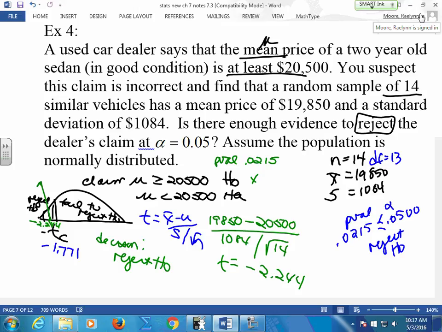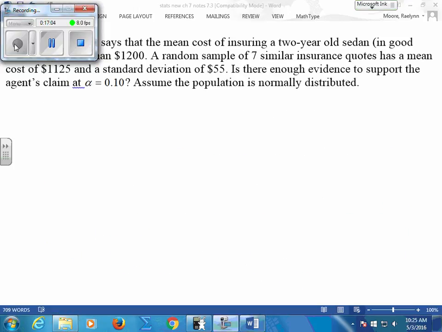Does it make sense? We didn't change a whole lot. In fact, I think it made it a little easier because your table 5 is really nice to read. It tells you one tail, it tells you two tails. You no longer have to worry about, should I divide it in half? Do I multiply by 2? You don't have to do any of that stuff.